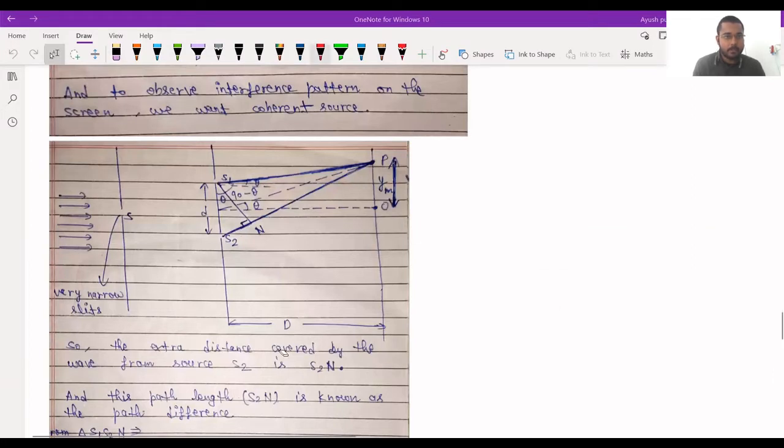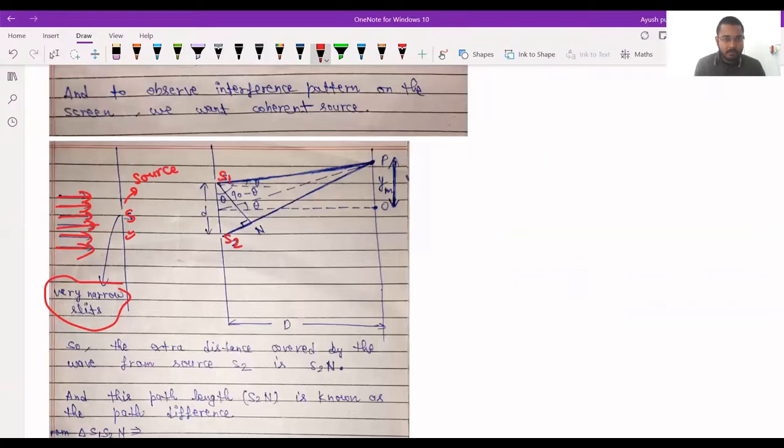Here we have put a slit S and we are incident the light from here like this. We are incident a parallel light wave. This is a very narrow slit, and at some distance from this slit S, this slit will work as the source of light. And at some distance from this slit we have put two other slits, that is S1 and S2.